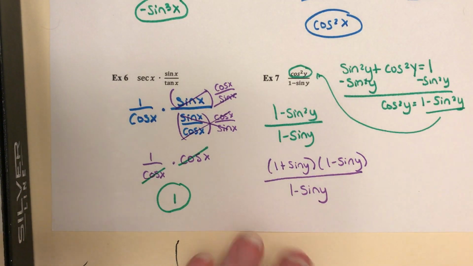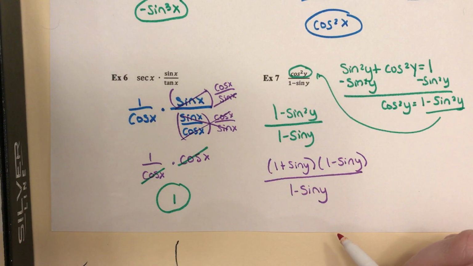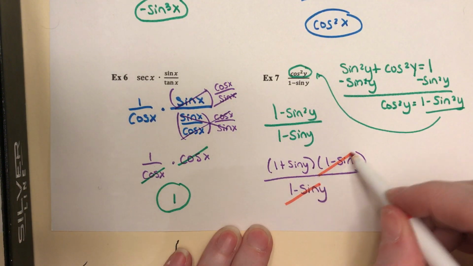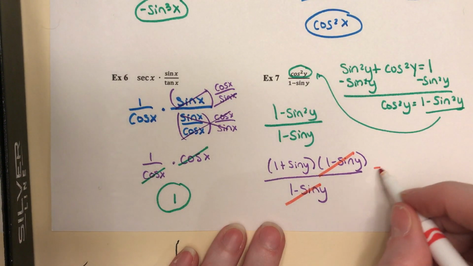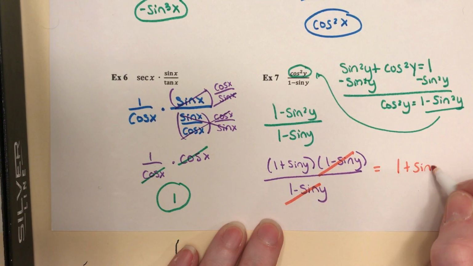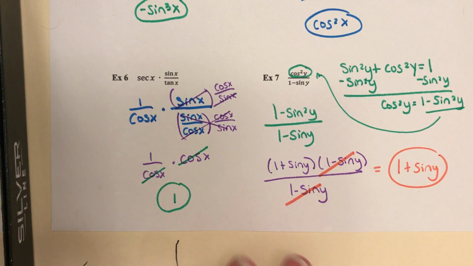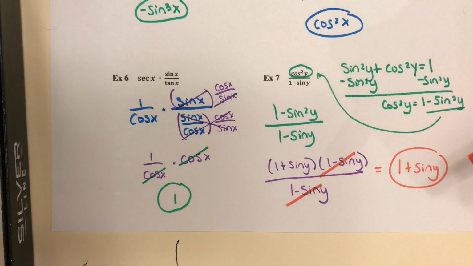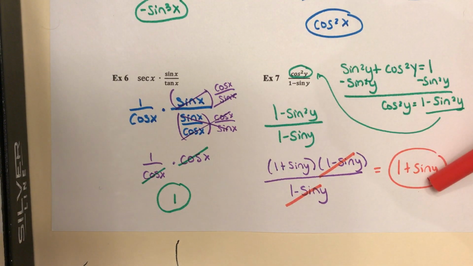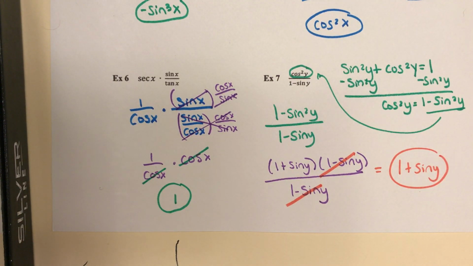And if we look at this, 1 minus sine, we can cancel those right out. And I'm left with 1 plus sine of y. There's nothing else we can do with that. We can't factor that. We can't multiply it. It's already in terms of sine and cosine. And we can't simplify it any further.